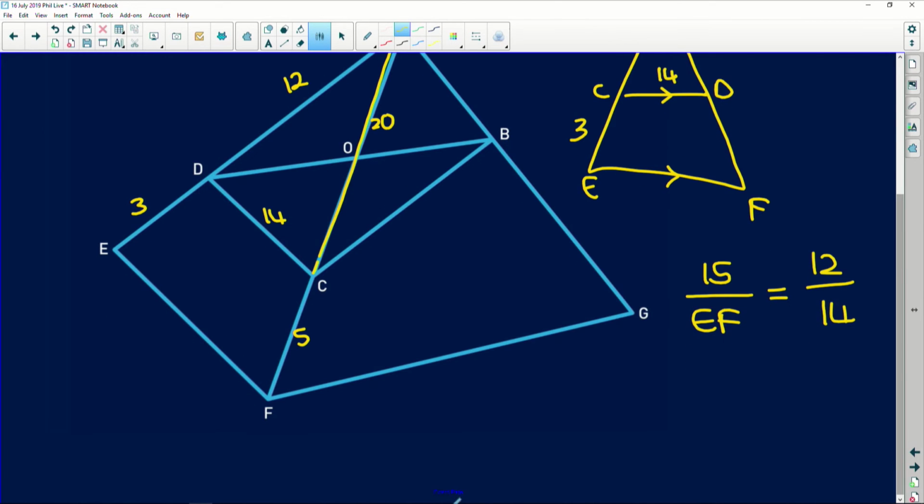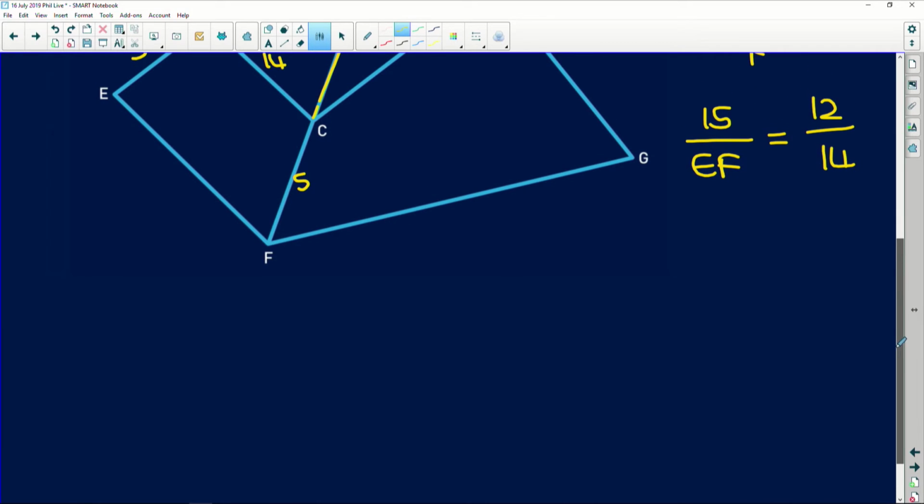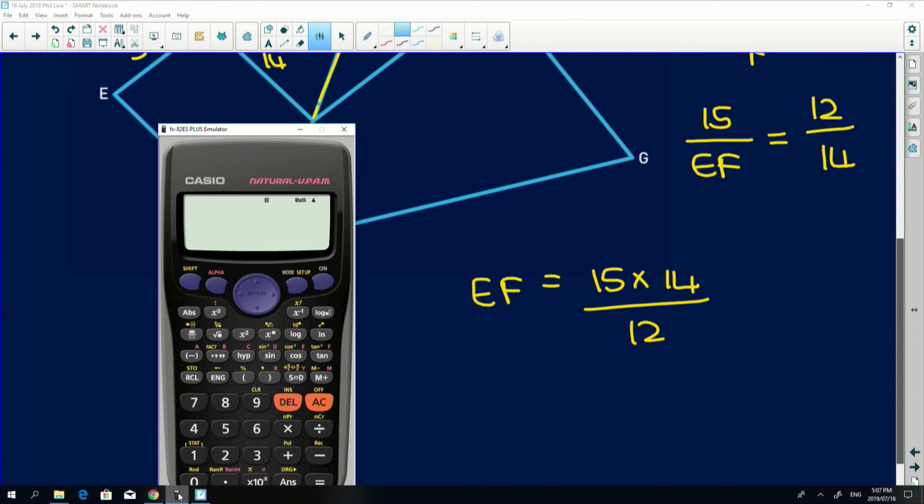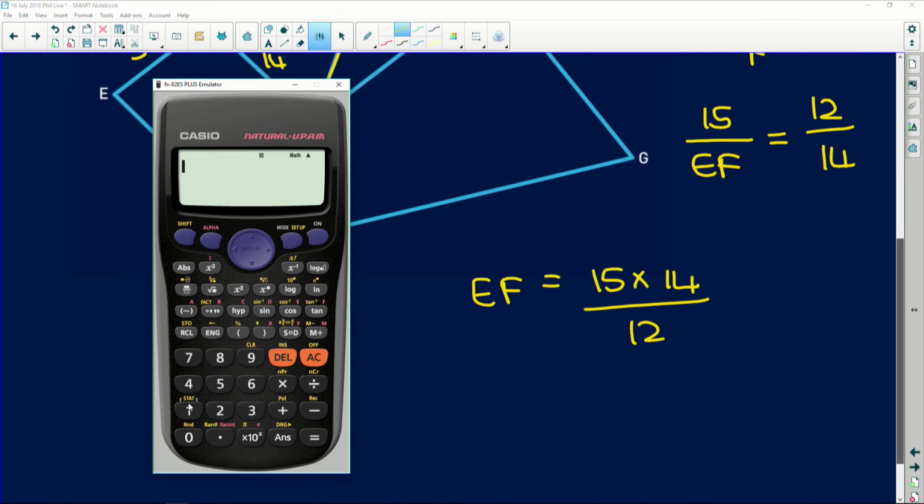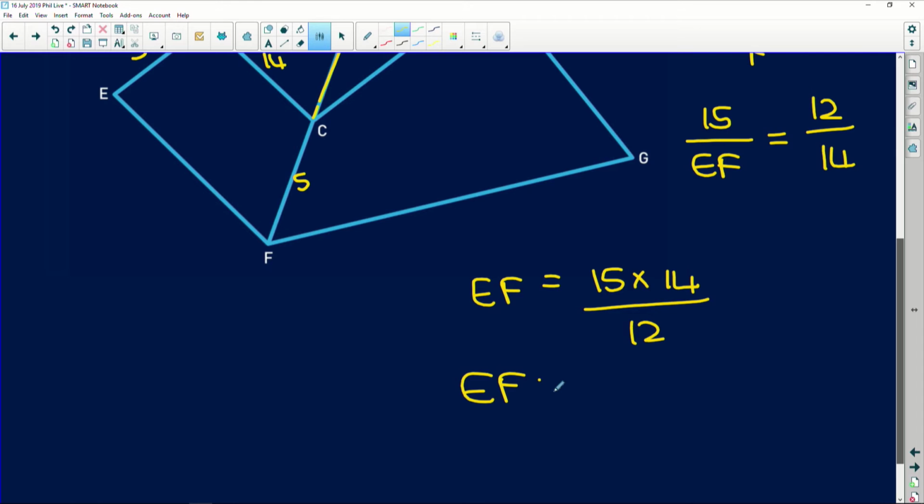Okay, so now we simply cross multiply. EF is equal to 15 multiplied by 14 divided by 12, because remember, you multiply by EF, divide by 12, multiply by 14. So now I'm going to get my calculator out. 15 multiplied by 14 divided by 12 equals 17.5. So that means that EF is equal to 17.5 units. Okay.